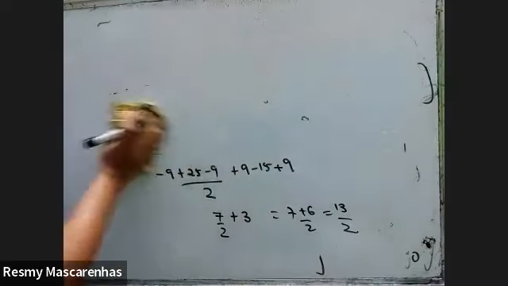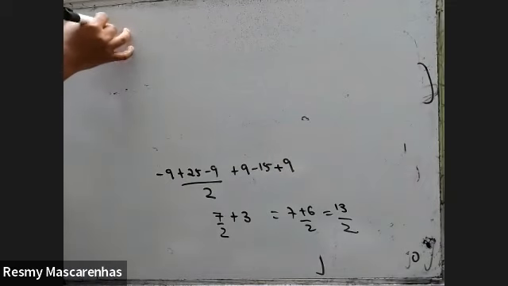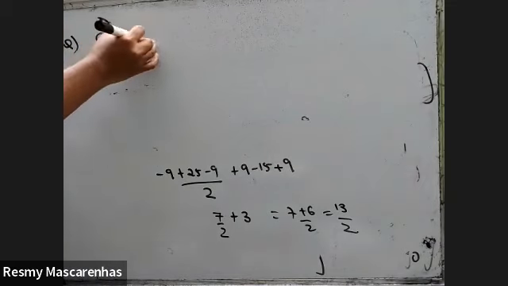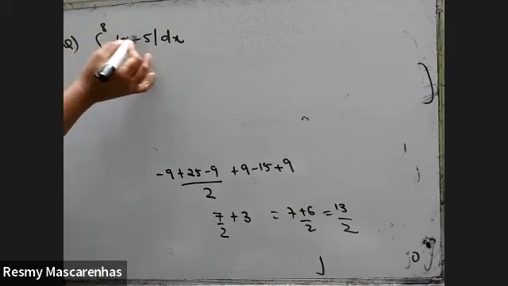Another problem, 11. Suppose the integral of the modulus of x minus 5 dx. I will just give this and the split term. Later you can solve the same way. Now the splitting term is 5. The middle will come as 5.